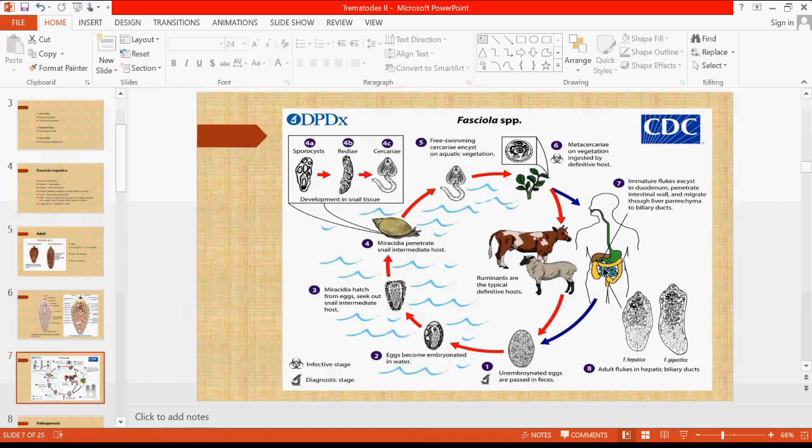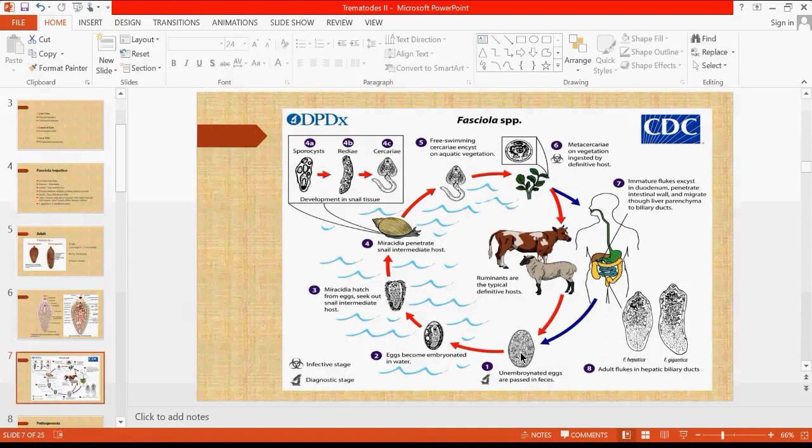Through the duodenum they get into the intestinal tract. They are excreted in the stool as unembryonated eggs. So the unembryonated eggs will be excreted. So this is the phase where we can detect it. After such an infection, we can do a stool examination to see the unembryonated eggs passed in the stools.